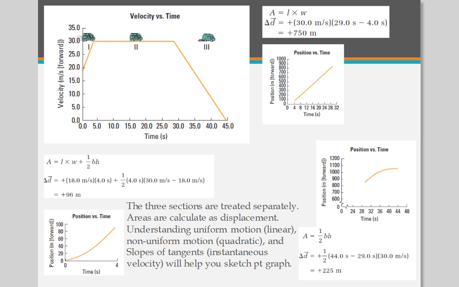Understanding uniform motion, non-uniform motion, which are linear and quadratic respectively, and the slopes of tangents, which give you the instantaneous velocity, will help you sketch a position time graph. This is no easy task, and you won't be asked to do this on an exam. You'll only be asked to analyze. So let's look at the first section. See if you can draw in a vertical line that is the area of the first section.